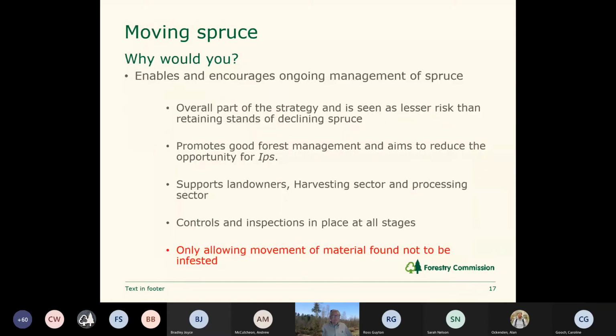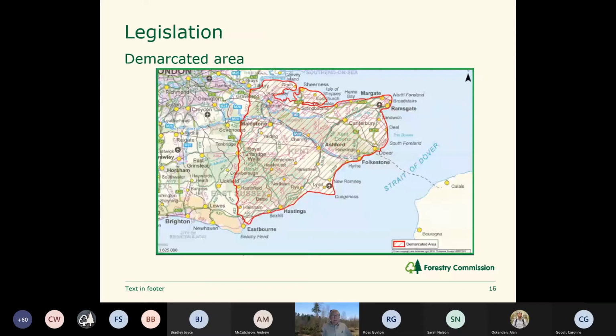So this is a demarcated area. In effect, obviously, we're nearly coming over to France here if we'd extend it to the full extent of a 50k surveillance around the infested site. This allows us, and requires us, to have control of any movement of spruce material within this area, which is both a precautionary and a statutory requirement for us.